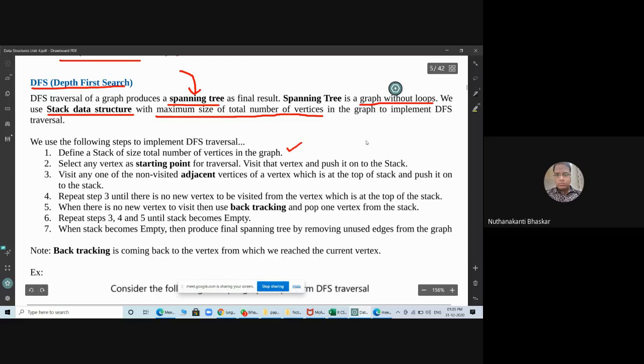The first step is to define a stack of size equal to the total number of vertices in the graph. So what should we do first? We need to define a stack. What is the stack size? The total number of vertices in the graph. Very good. The second step is to select any vertex as the starting point for traversal, visit the vertex and push it into the stack. Here you select any node or vertex as a starting point, because in a graph you can choose any node as the starter. You can select any node as per your requirements. Yes or no?